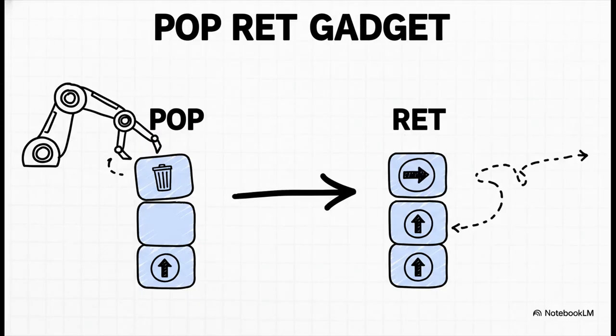Now, the quintessential gadget, the one that attackers are always on the lookout for, is the pop ret sequence. It does 2 very simple but absolutely critical things. The pop instruction just grabs whatever's on the top of the stack and throws it away, perfect for cleaning up old arguments from a function we just finished calling. Then, the ret instruction takes the new item at the top of the stack and jumps to that address. So it cleans up, and then it continues the chain.